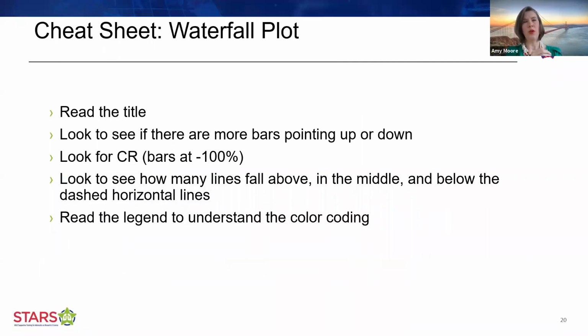So your cheat sheet for waterfalls: read all the data that's there, read the titles, read your axis, ask yourself, are more bars pointing up or more bars pointing down? Look for that complete response where the bars are at minus 100%. Ask yourself how many lines fall above that 20% dashed line, how many are in the middle between plus 20 and minus 30, and how many fall below that minus 30 mark. Read your legend to understand any color coding, any symbols that may be used, and you'll be well on your way to being able to interpret a waterfall plot. Next.